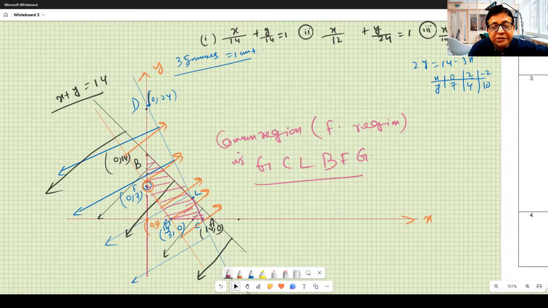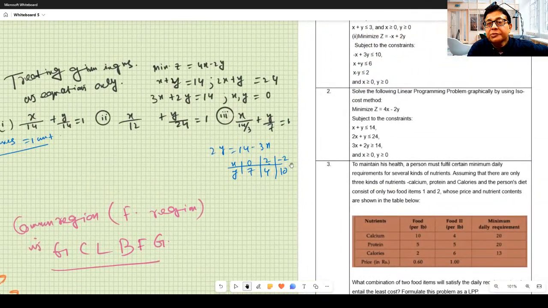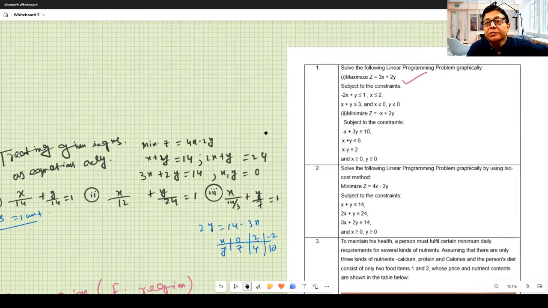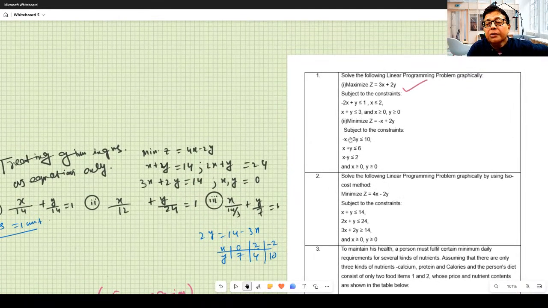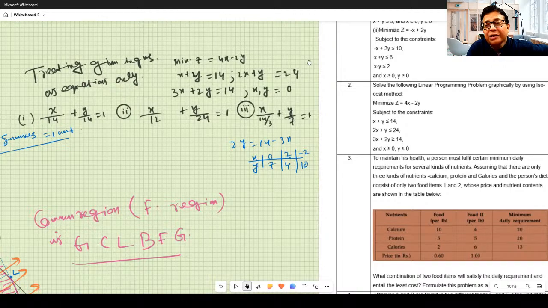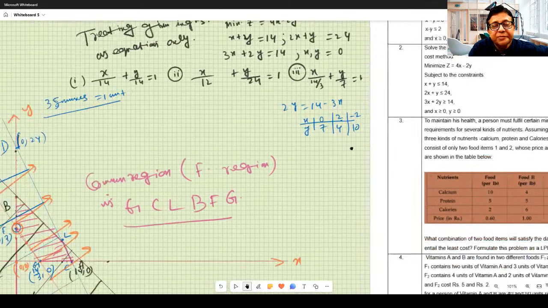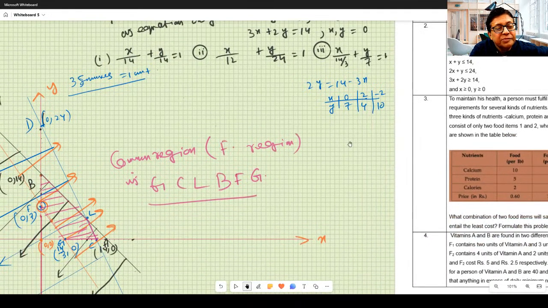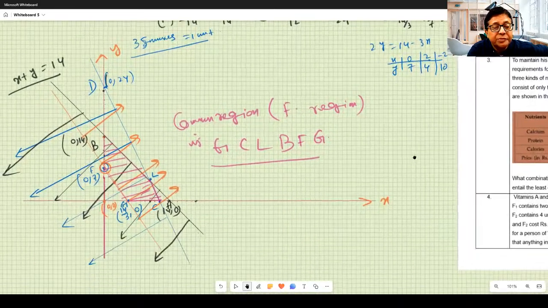Maximize or minimize, check once more. This problem was on, oh my god, this was a minimization problem. We haven't taken that, we have taken this one, minimization. This one is a minimization problem. Okay, we have used the Isocost method for this. We are going to use it. So these are corner points. Isocost, isoprofit method, what we will do?